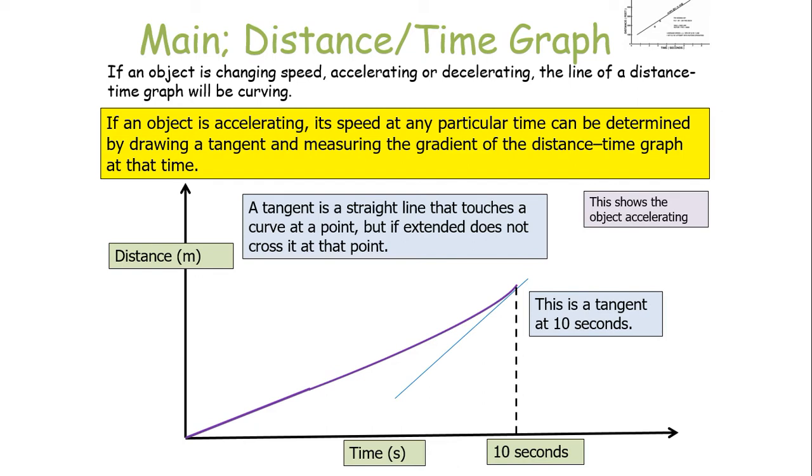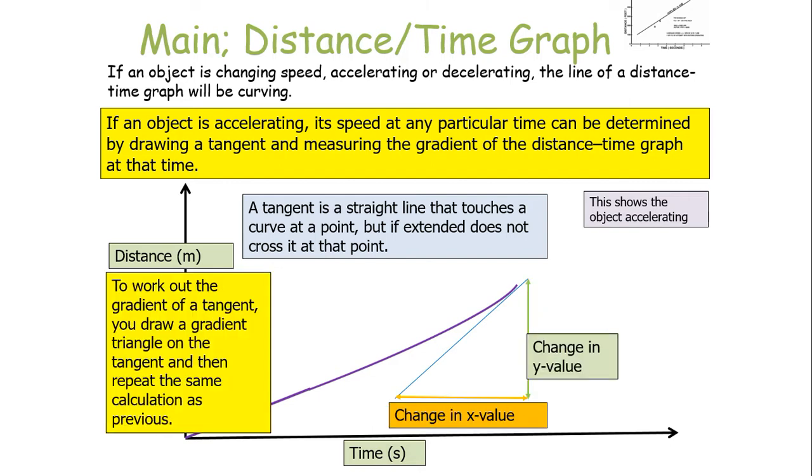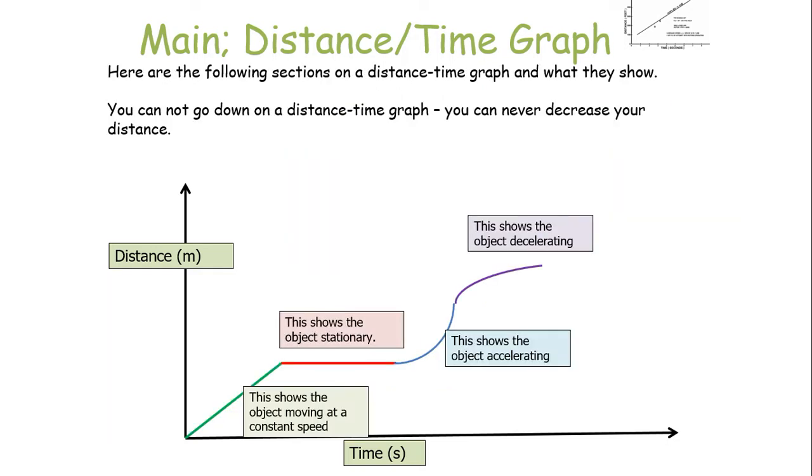So if, for example, we wanted to work out the speed at 10 seconds in this particular journey, we would draw a tangent, which is a straight line that touches the curve at the wanted point of 10 seconds, but if extended, does not cross the graph. So we've got our tangent there at 10 seconds, and then to work out the gradient of the tangent, you draw your gradient triangle on your tangent and then repeat the calculation as previously.